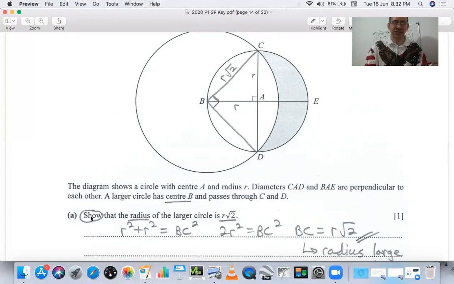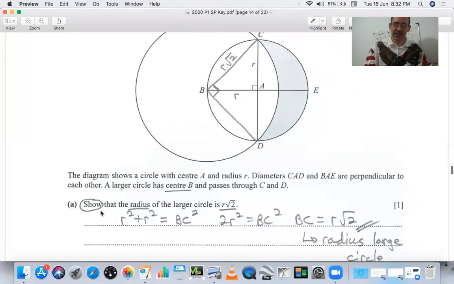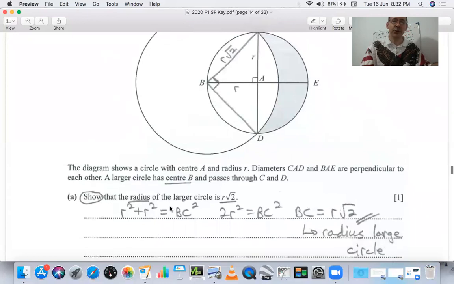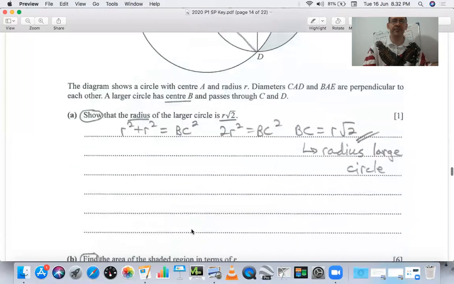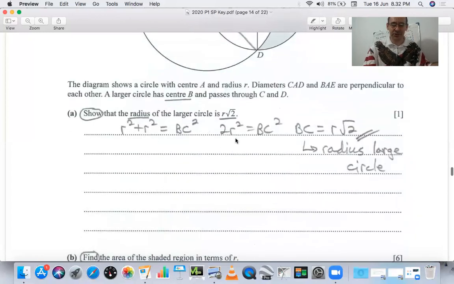However, it says show, meaning we have to get the Cambridge grader to see what we're thinking. So we just use the Pythagorean theorem. R squared plus R squared equals the B to C squared. So A squared plus B squared equals C squared, our Pythagorean theorem. So R squared plus R squared is 2R squared.